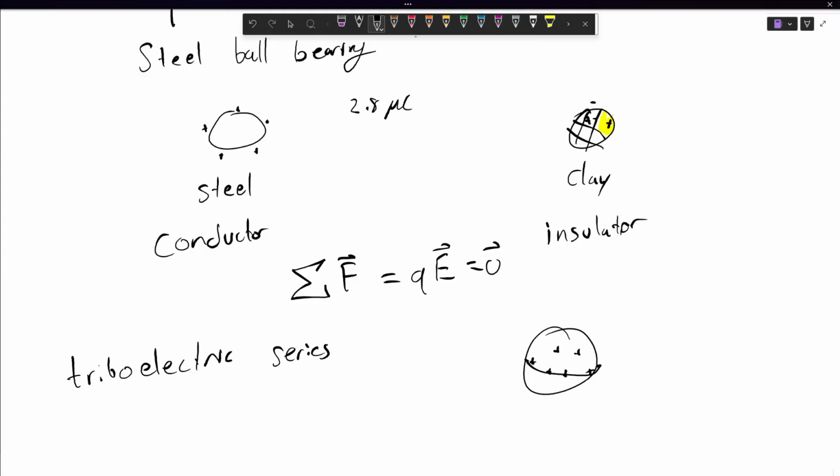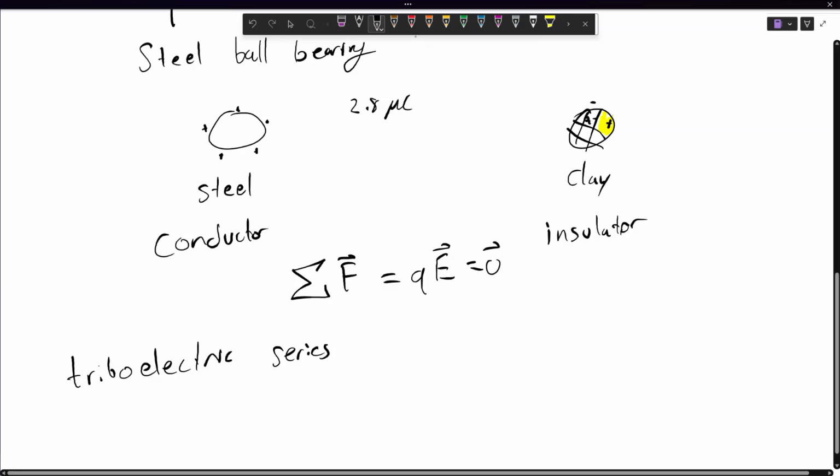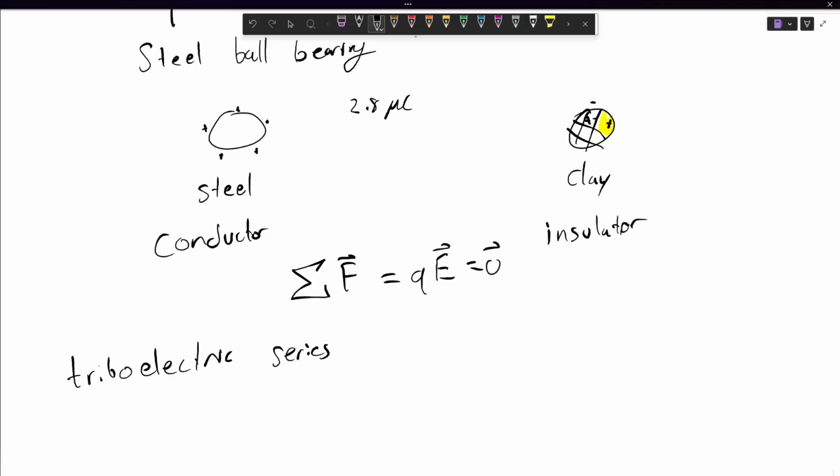And please, please, please remember this. This idea is going to come back up all the time. When I ask what's the hallmark, the biggest difference between a conductor and an insulator, it's this idea that their charges are able to slosh around in a conductor, and in an insulator, they're trapped where we place them, through typically triboelectric charging.